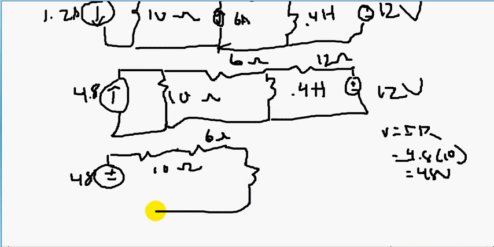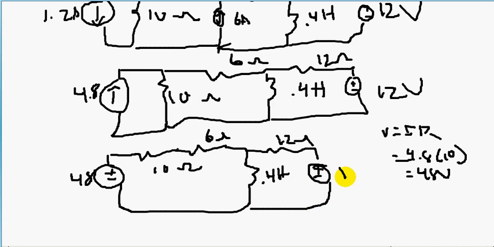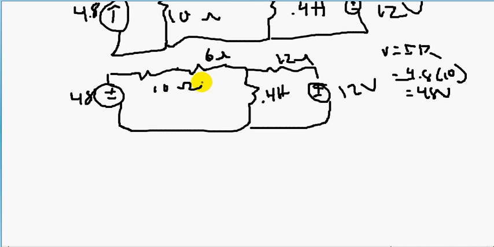And our inductor, 12 ohms and 0.4 henries, and our voltage source, okay, 12 volts. Now we have these two resistors in series, so we just add them up and simplify this circuit furthermore. So 10 plus 6, 16 ohms.